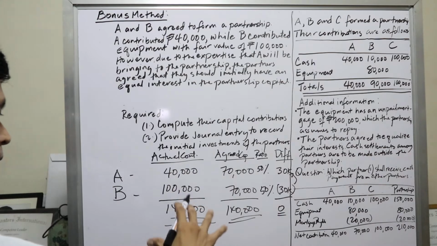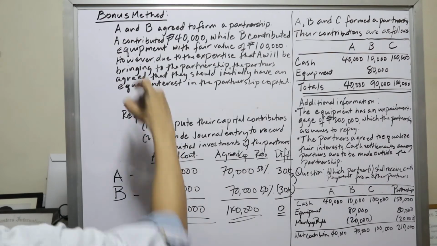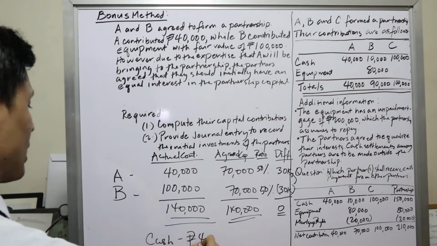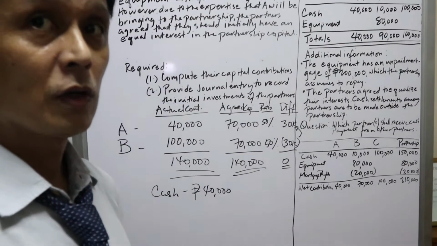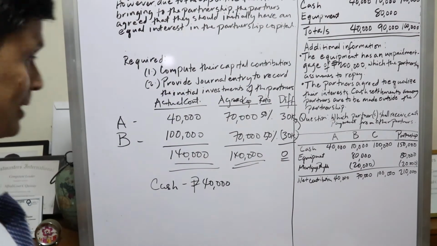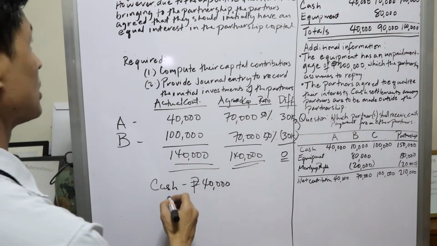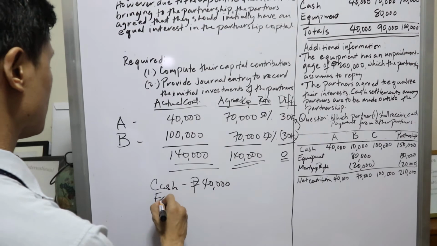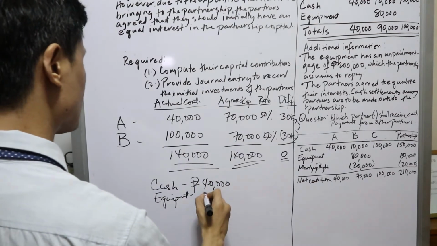Now, if we plot this using the journal entries, this would be a debit to cash. Cash kasi yung kinontribute ni A for 40,000. So like we said a while ago, walang mababago dun sa fair values or yung face value ng asset, no? In the case of cash. So 40,000 here, and then yung equipment is yung fair value niya is 100,000.